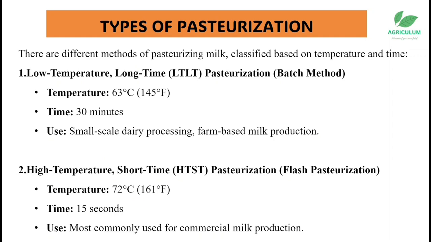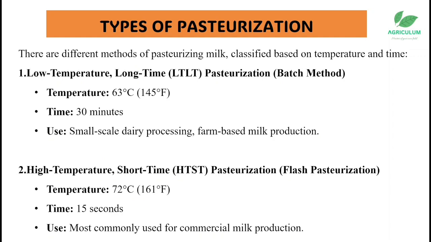When is it used? It is used when dairy processing or farm based milk production is there, when the milk production is on small scale. Next, high temperature short time, HTST pasteurization, also known as flash pasteurization. In this, temperature is 72 degrees Celsius for 15 seconds. It is the most commonly used method for commercial milk production.